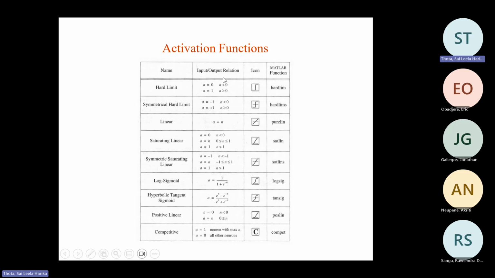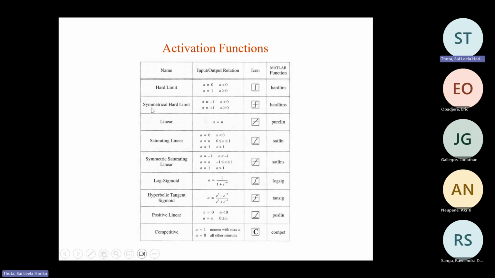Those are the only two outputs that we will get if you consider the hard limit function. The icon shows how the graph will look, and the MATLAB function. So if you want to implement an ANN, if you want to build any neural network in MATLAB, in order to use that function, we will use this MATLAB function, hardlim.